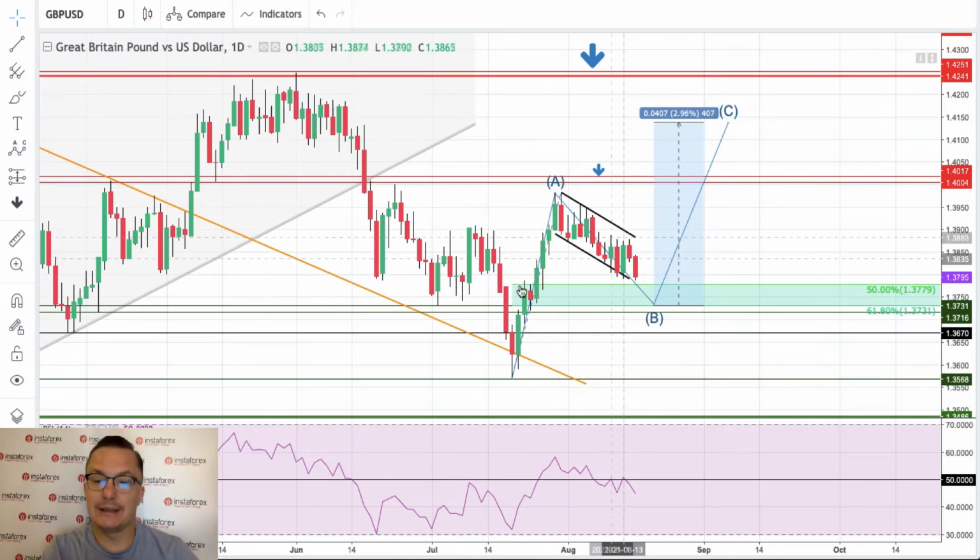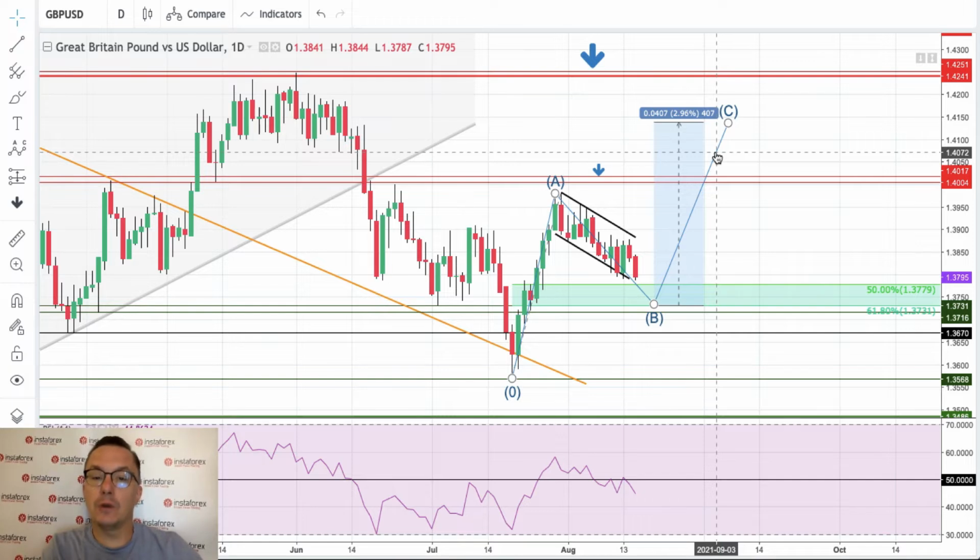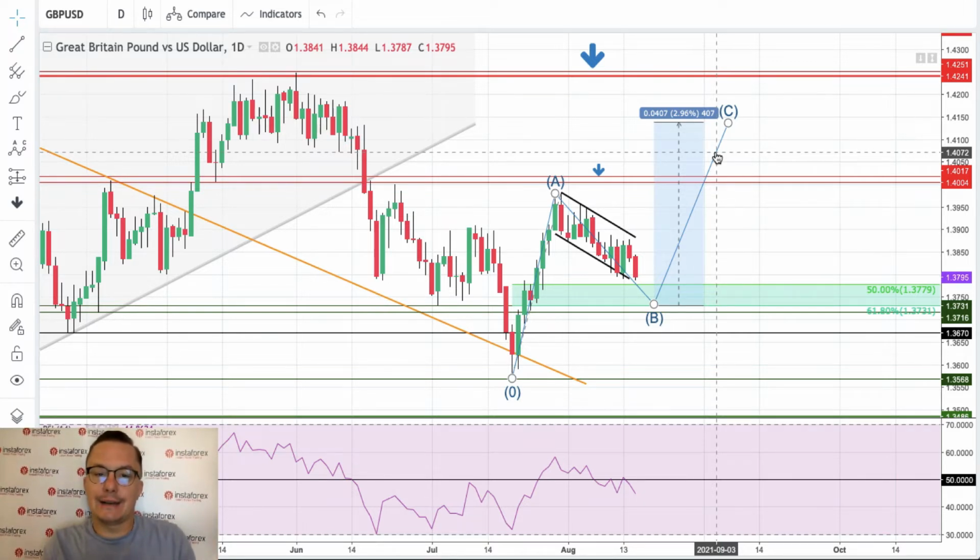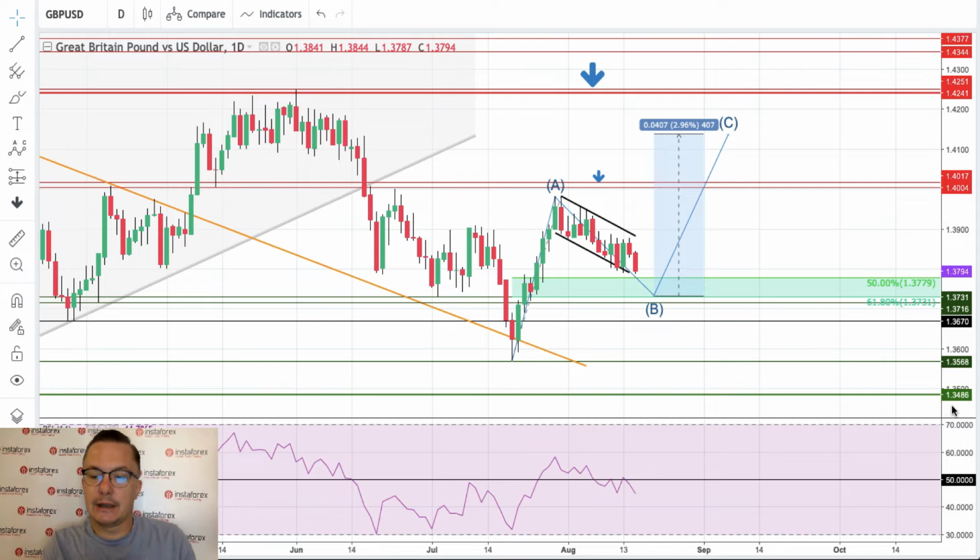So that pattern is invalidated, which is even worse for bulls, because that means that bears are in total control of the market, and we can go towards new swing lows towards the technical support at 1.3486. Very, very bearish scenario.